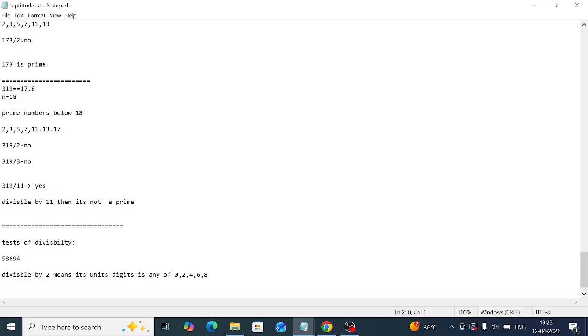Suppose I take another number, 86945. Is this divisible by 2? No. Its unit digit should be 0, 2, 4, 6 or 8, it should not be 5. So it is not divisible by 2.